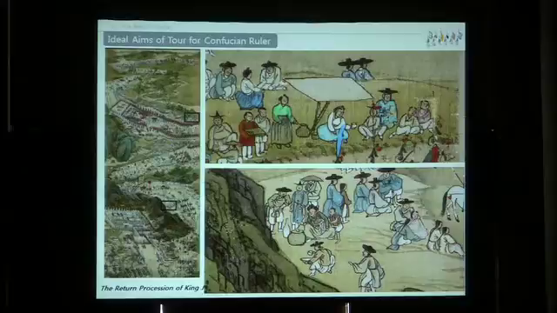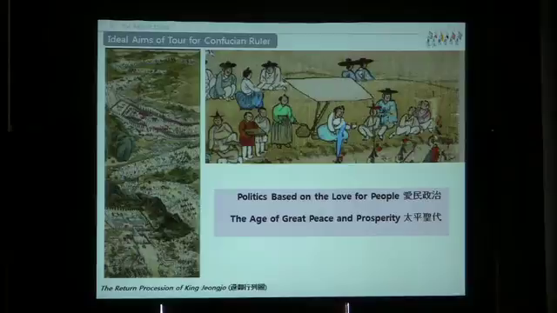Jeongjo once likened the jubilant crowd to a golden field of fully ripened rice. Like a good harvest, a festive gathering of happy citizens was a sign of successful governing and a blessing from God. The ovation of the people symbolized Jeongjo's politics based on love for the people and the age of great peace and prosperity.